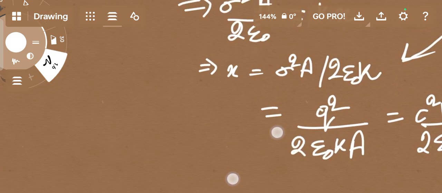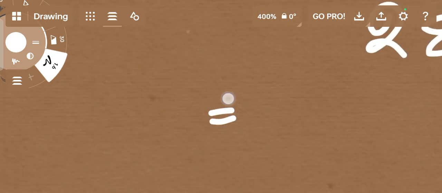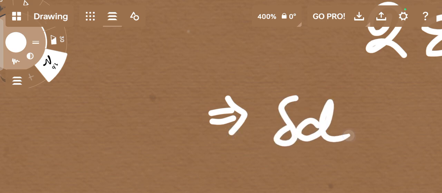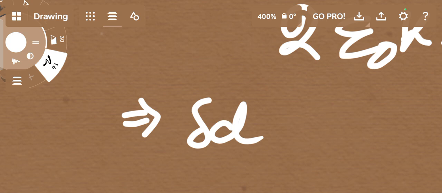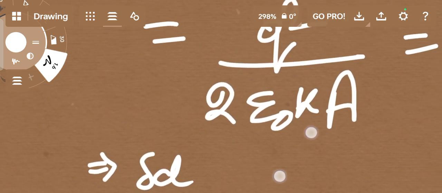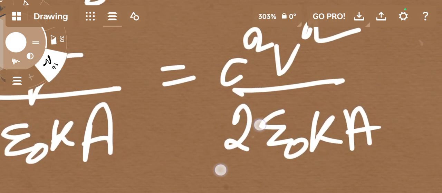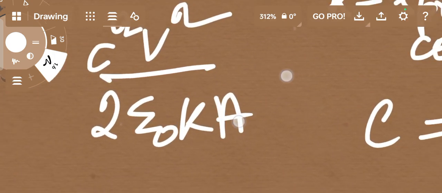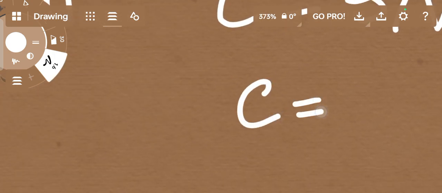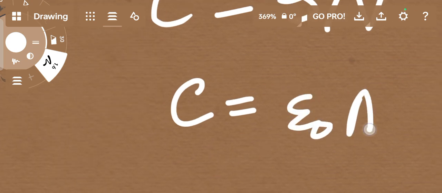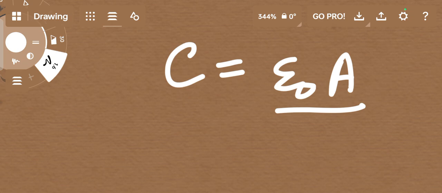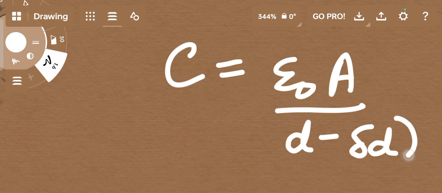Now if this x, we write it as delta d, which is the differential length that changed in the capacitor when the battery is connected. So how will the main equation change? It will change like this. C square, we can again write as epsilon 0 A by (d minus delta d) square.